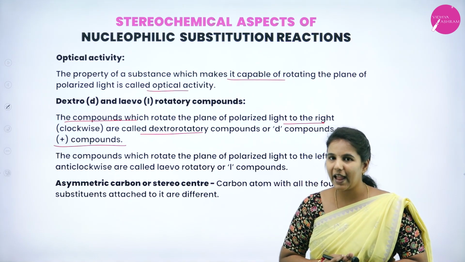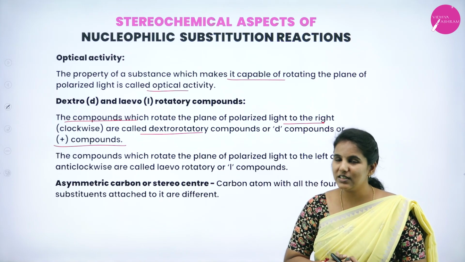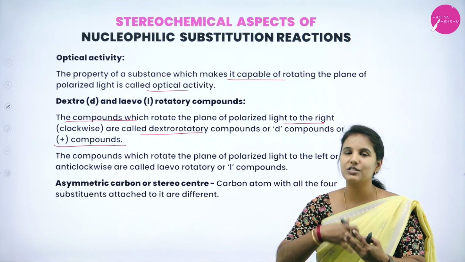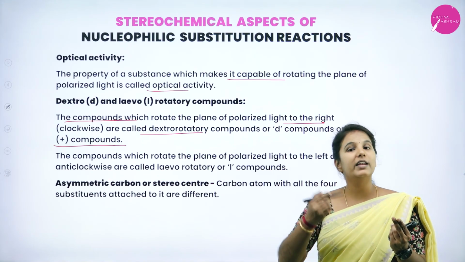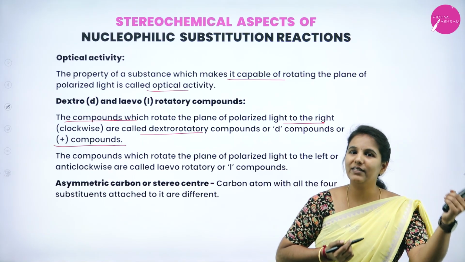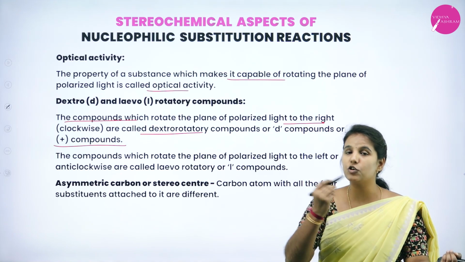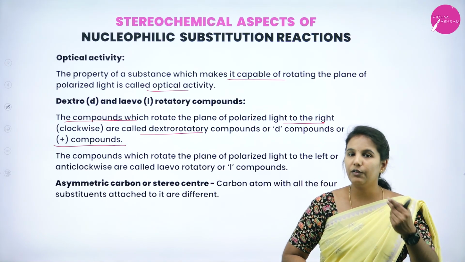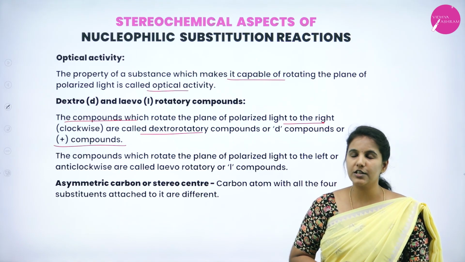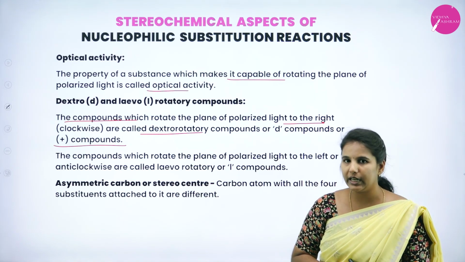So what is optical activity then? Optical activity is nothing but the capacity of a substance to rotate plane polarized light, and it can rotate in two ways: one in the clockwise direction, the other in the anti-clockwise direction. If it is rotating in a clockwise direction, we say it is dextro-rotatory. If it is rotating in an anti-clockwise direction, we say it is levo-rotatory.